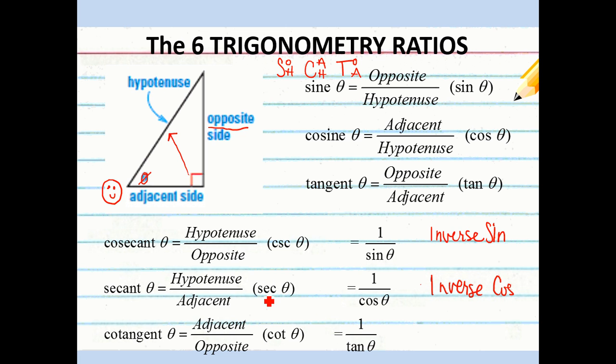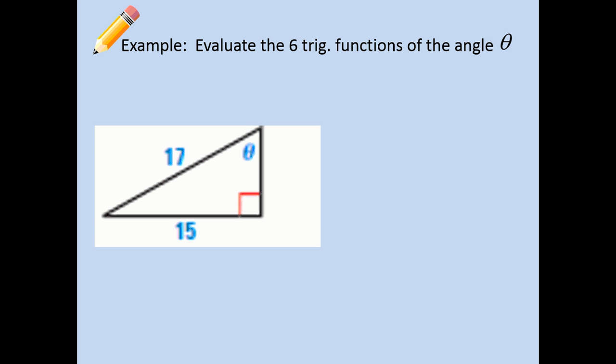Secant is abbreviated SEC. And then there's cotangent, which is the inverse of tangent, which is 1 over tangent, or instead of having opposite over adjacent, it would be adjacent over opposite. So these are the three new trig functions that we need to know: cosecant, secant, and cotangent. Okay, let's practice them. I want you to evaluate the 6 trig functions of the angle theta.